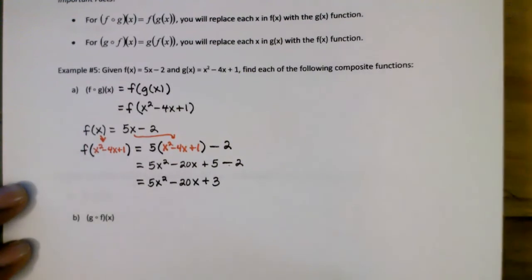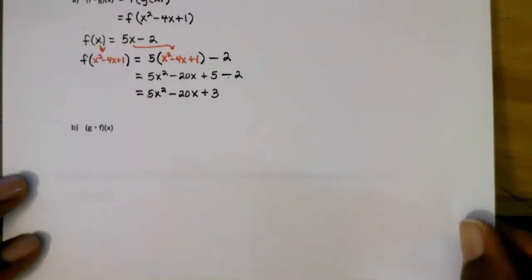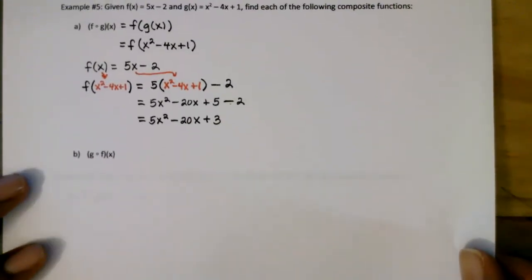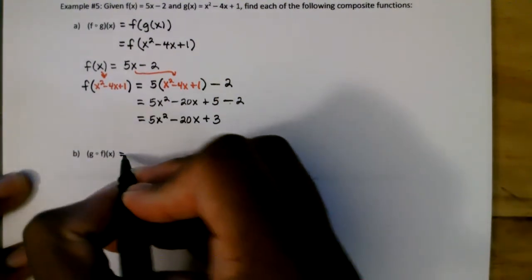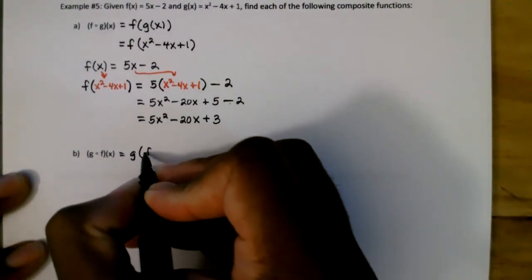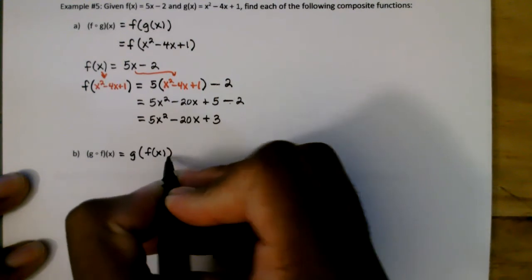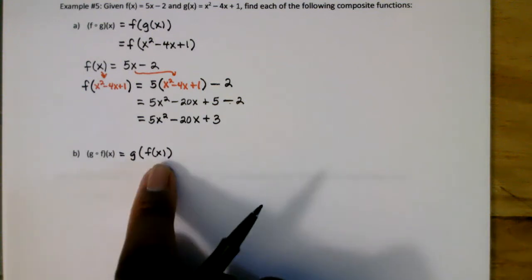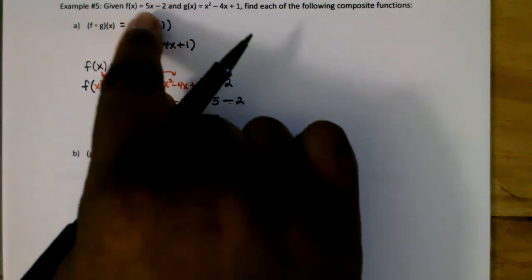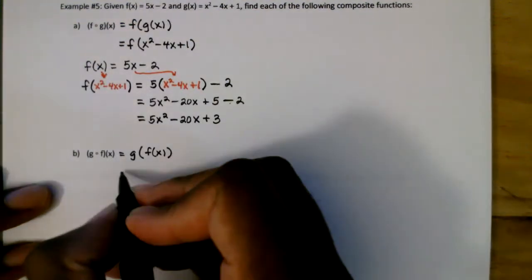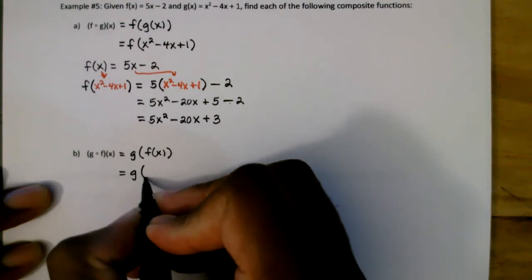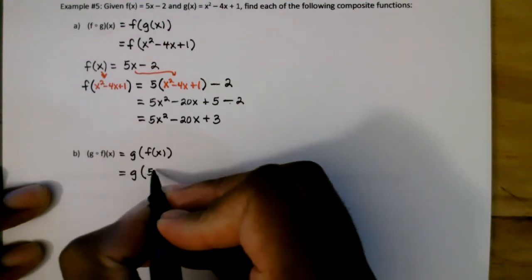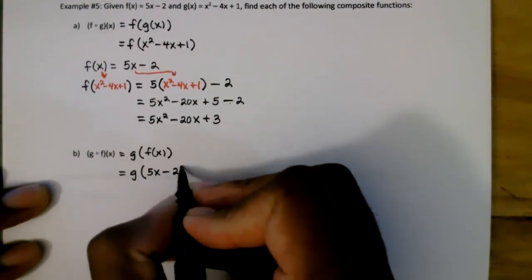All right, now part B is the composition of g with f of x. This time, the g is your outside function and the f of x is the inside function. So g circle f of x will be g of f of x. And here f of x is equal to 5x minus 2. So I'm going to be evaluating g of, substitute f of x with 5x minus 2.